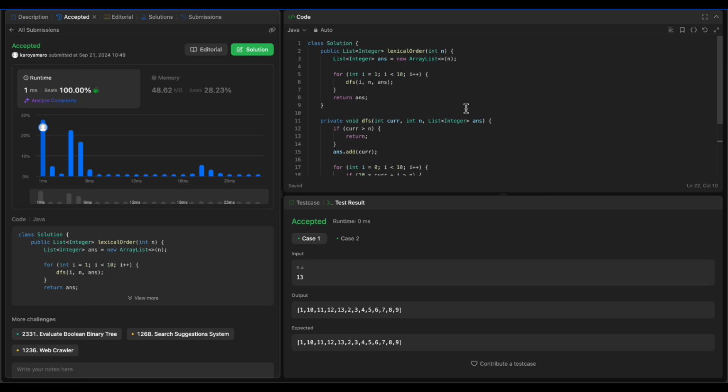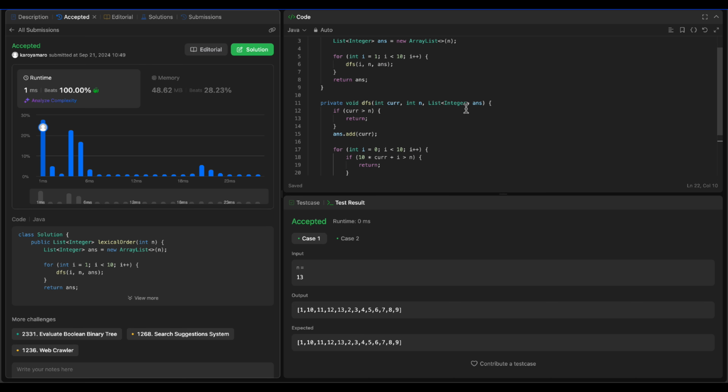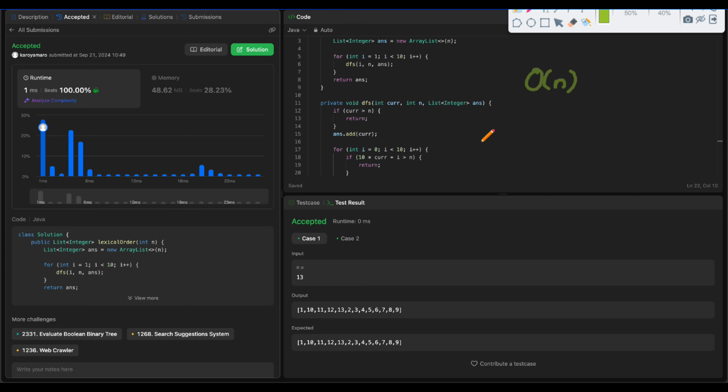In terms of time complexity, it will be O(n) because we are going through each number only once and then adding it to our answer. And in terms of space complexity, it will be O(log10 n) because at each level, our DFS is breaking into 10 paths. So the length of the recursion stack will be O(log10 n).